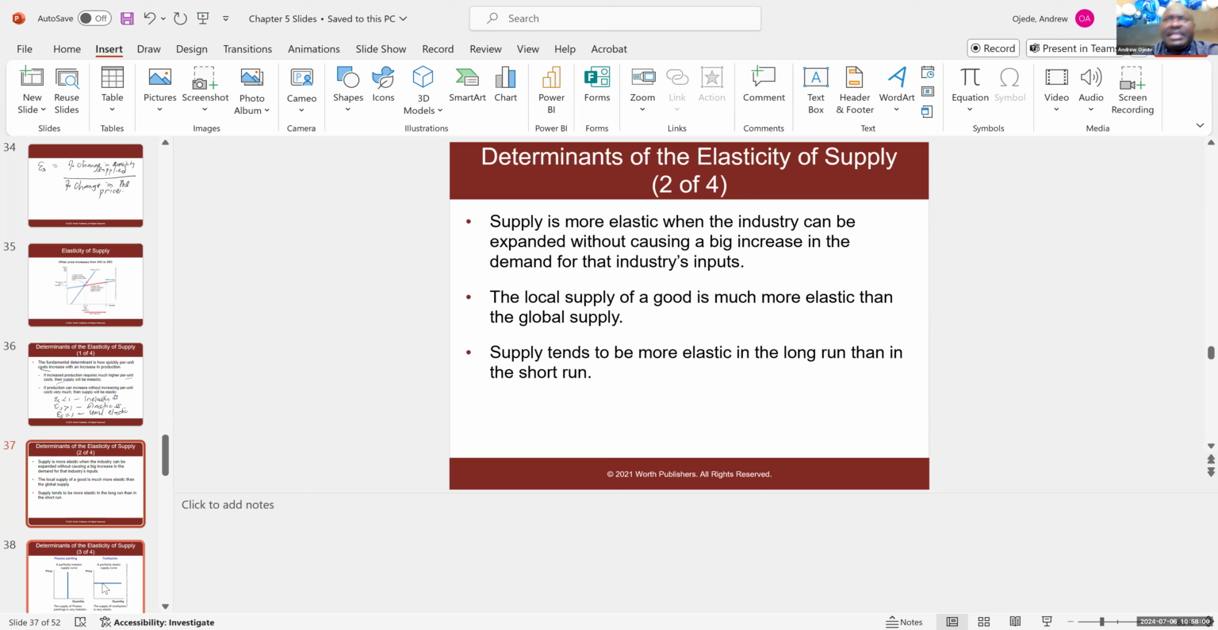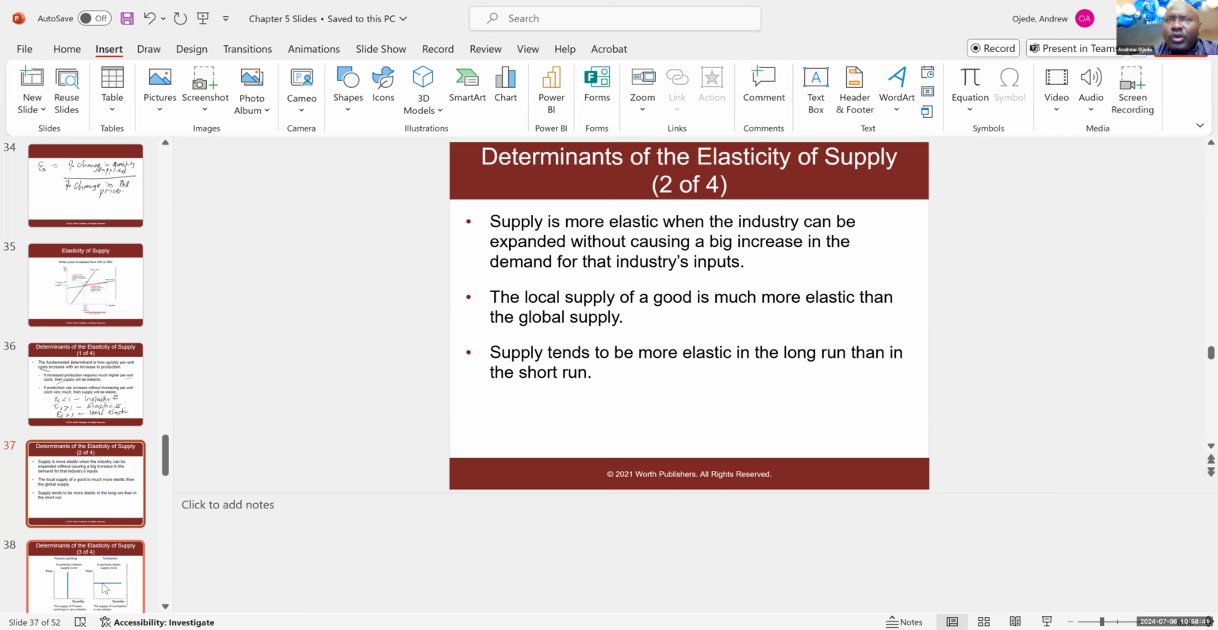But if the industry expands and the cost of raw materials doesn't change that much, then that good is going to have more elastic supply. That means the per unit cost is going to stay the same. But as the industry expands and the input costs go up, or the demand for raw materials for producing that good goes up, that means the per unit cost of producing that good has gone up. So you're going to produce less of that good for any small increase in price. So the supply curve is going to be inelastic.